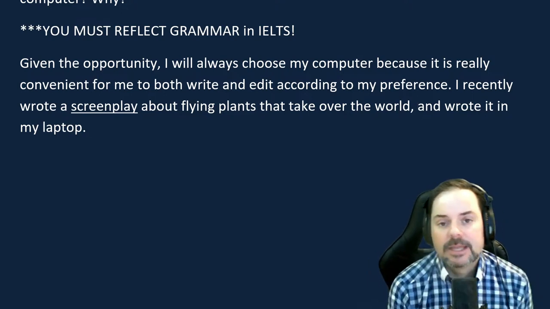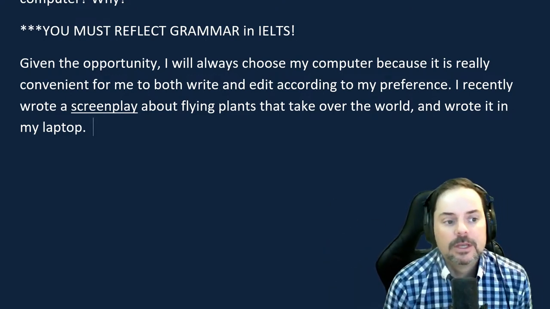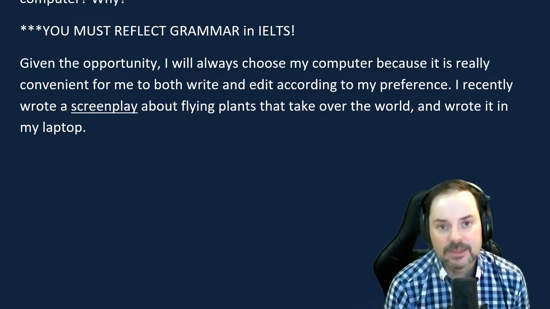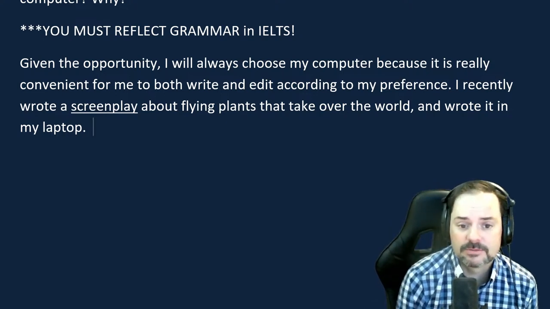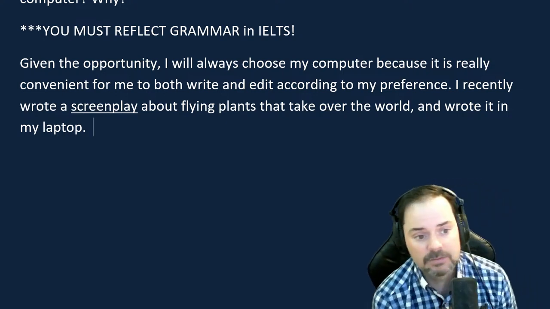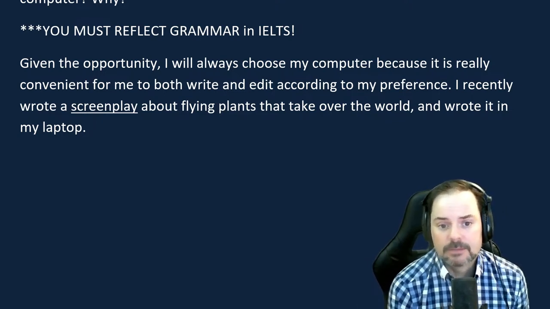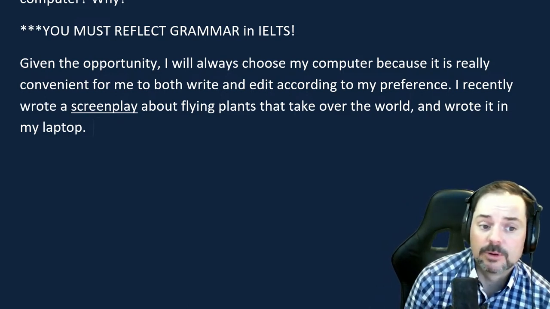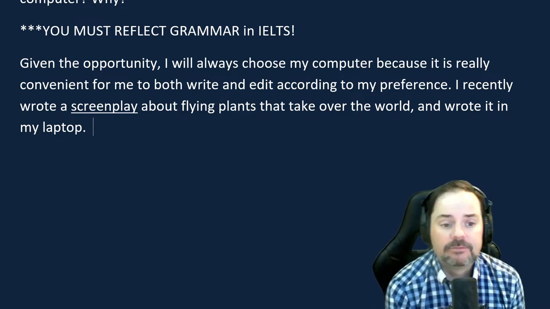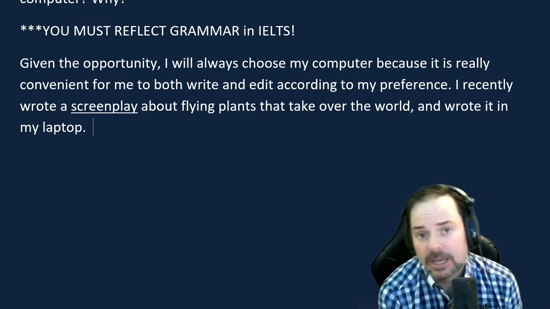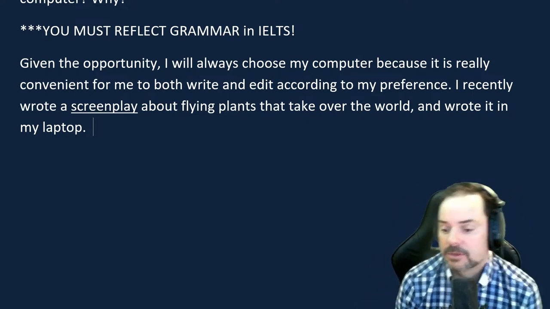It's that specific language that really helps to push your band score to higher levels. So here we go. It's almost the same as what you said, just with the grammar included, with a specific piece, and with the correlative conjunction. Given the opportunity, I will always choose my computer because it is really convenient for me to both write and edit according to my preference. I recently wrote a screenplay about flying plants that take over the world, and I wrote it on my laptop. So, if you had to write a book, would you choose to do it on paper or with a computer?